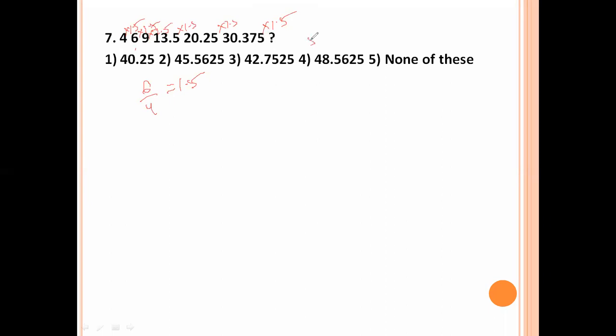15 5 is 75. 15 7 is 105. 15 3 is 45. 45.5625. Option number 2 is the right answer.